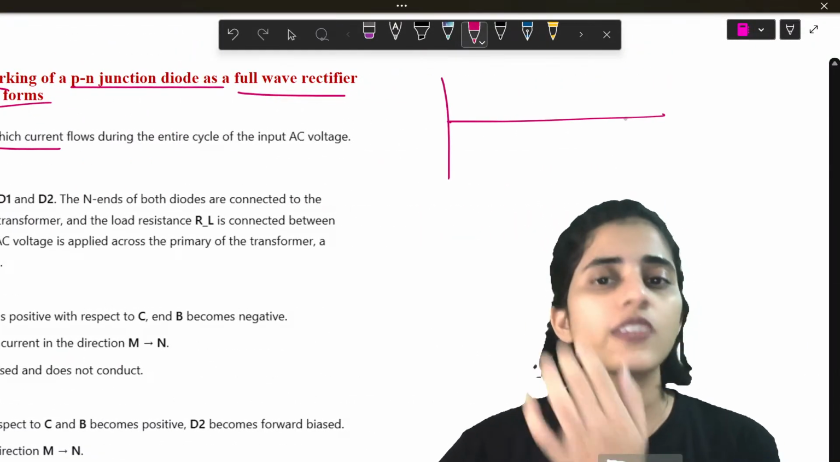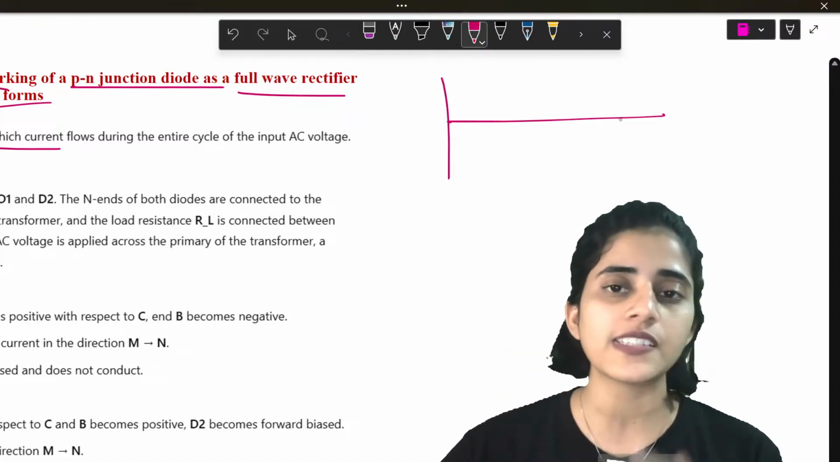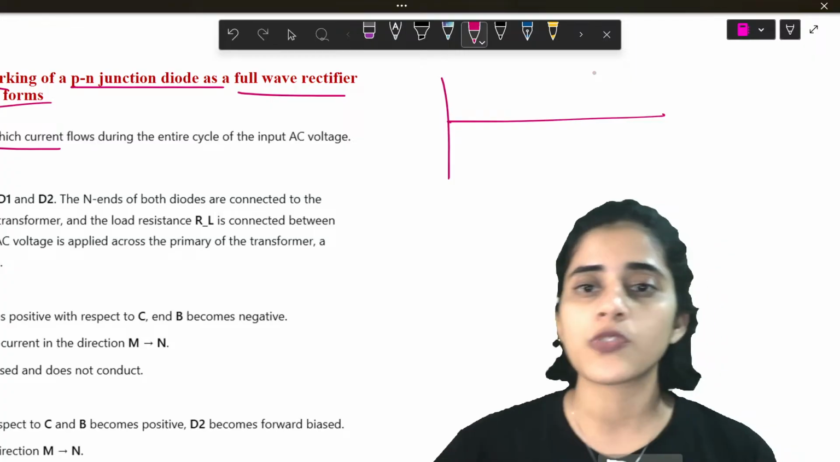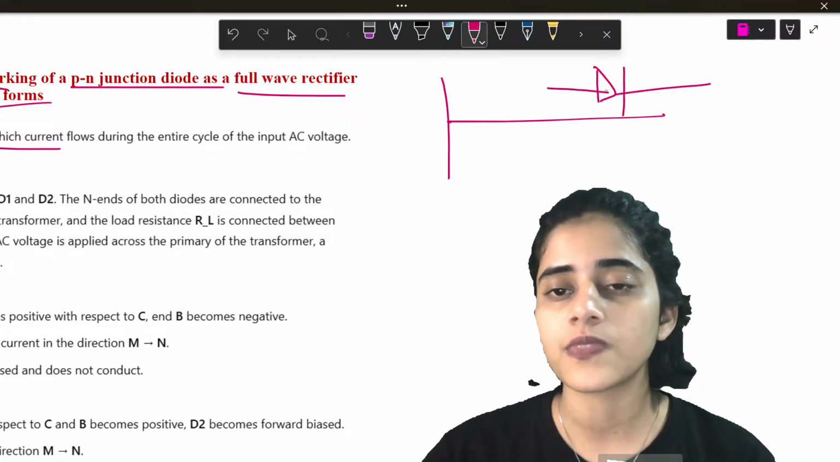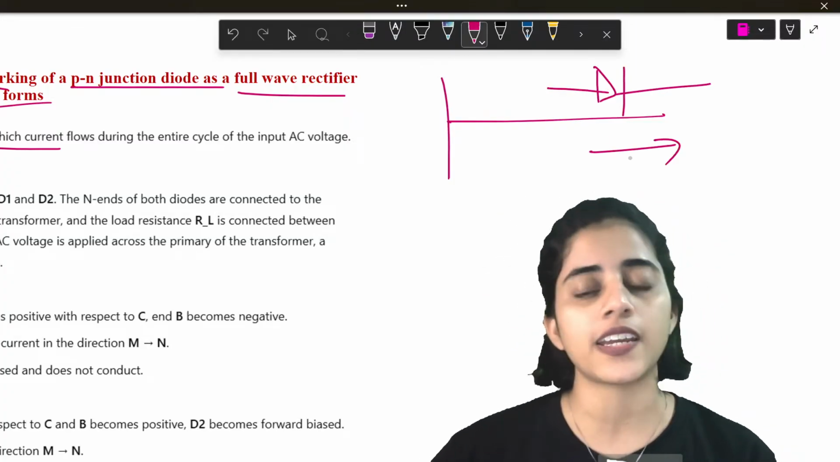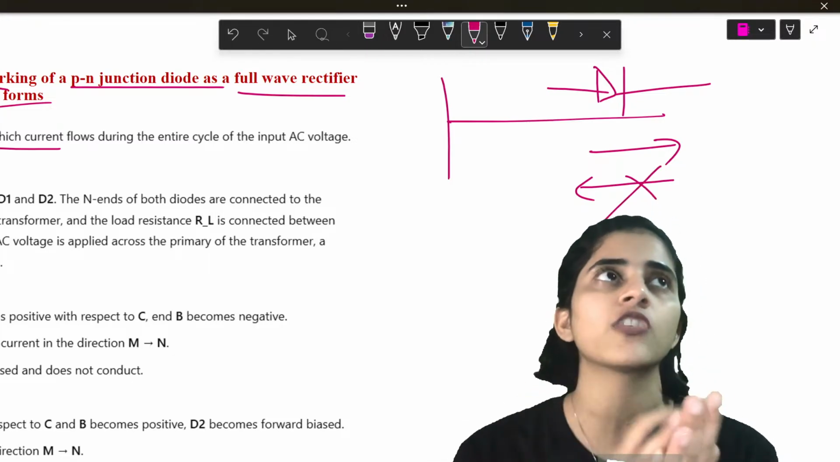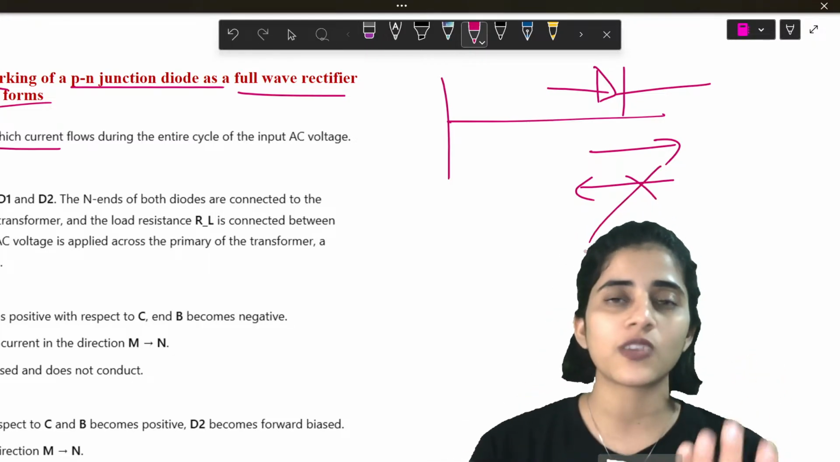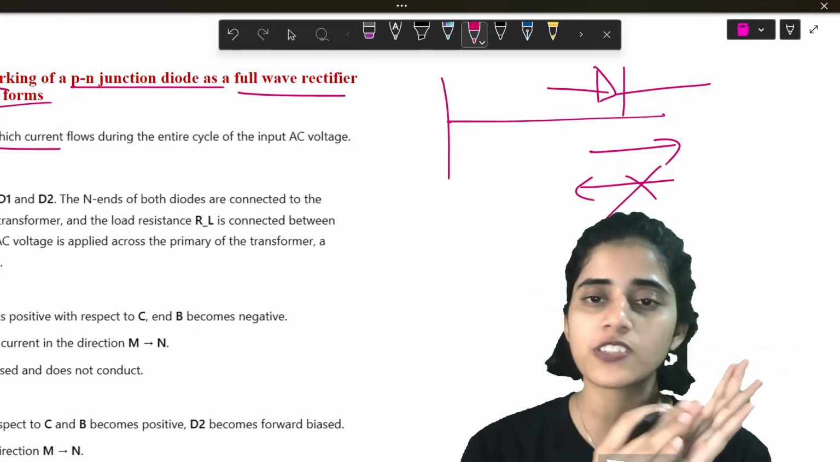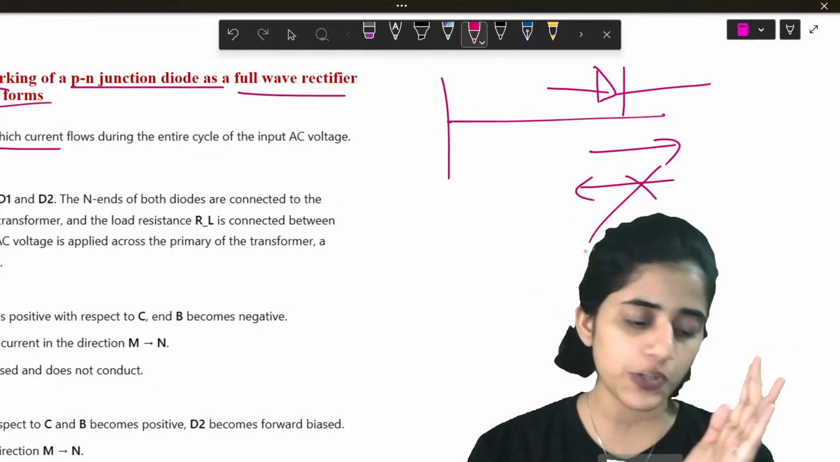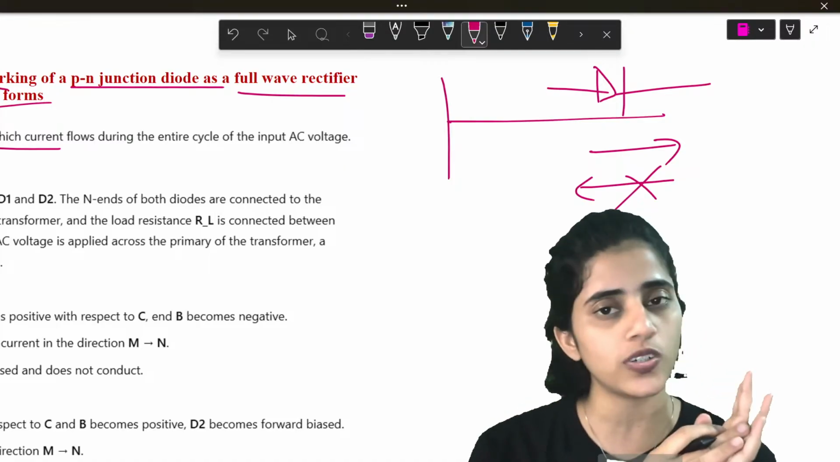So all of us know that a diode is a device that conducts current only in one direction, right? If the diode conducts in this direction, it will not conduct in the opposite direction. It's like the battery in your TV remote. You have to put the battery in one direction. If you put it the other way, the remote won't work.